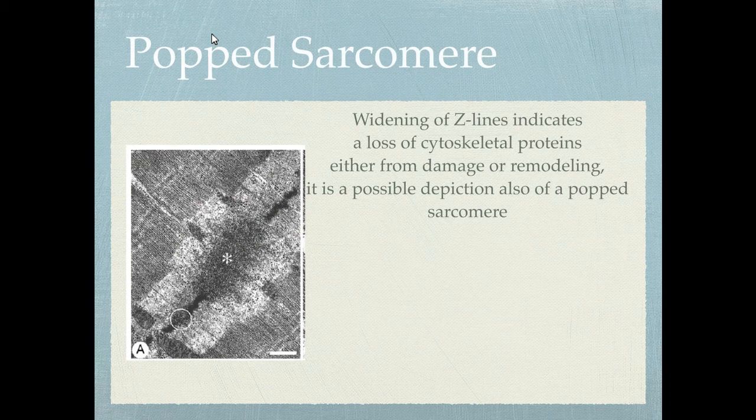So oftentimes if you look under a microscope, you'll look at the Z lines and you'll see they start to widen or sort of smear. And this may indicate a couple of things. It could indicate a loss of cytoskeletal proteins from damage, or it can indicate a loss of proteins because they're being remodeled. It's also a possible depiction of a popped sarcomere. Popped sarcomere is what we call a destroyed sarcomere.